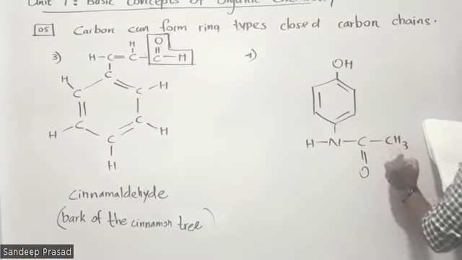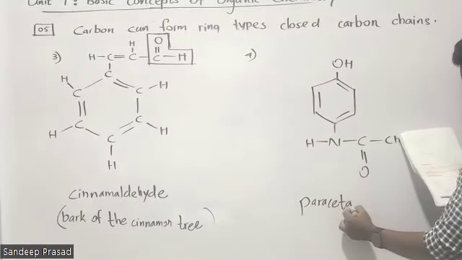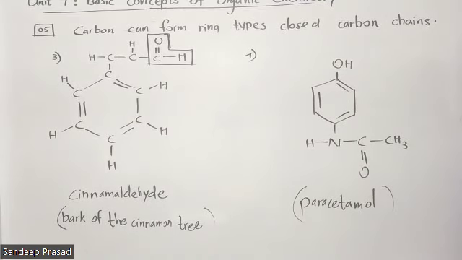What is this? Paracetamol. So this is the chemical formula of paracetamol. So there is also a benzene ring. See, nitrogen atom is also there. Nitrogen containing carbon compounds. All right.